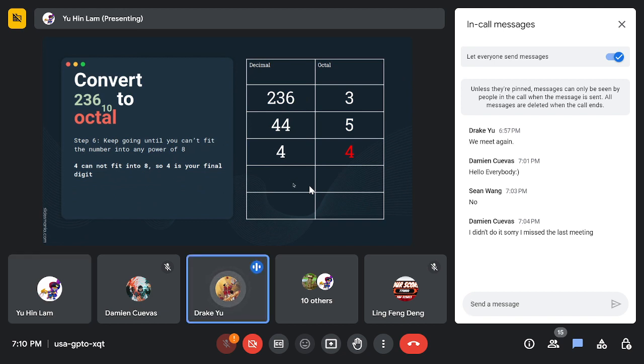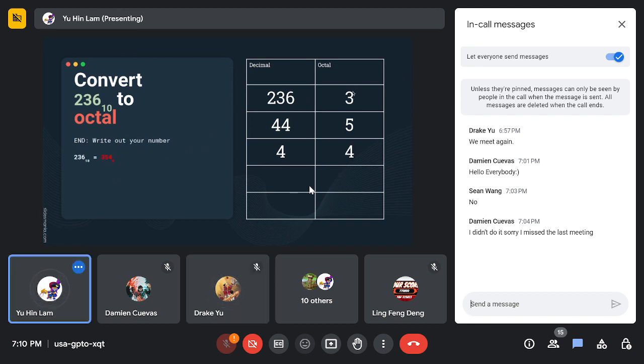Okay, thank you. So then we just put these numbers together, and that'll give us our octal number. It's basically the same thing, just a little bit different for the other ones. Like for binary, it'll be true or false. And for hexadecimals, it's the same thing.